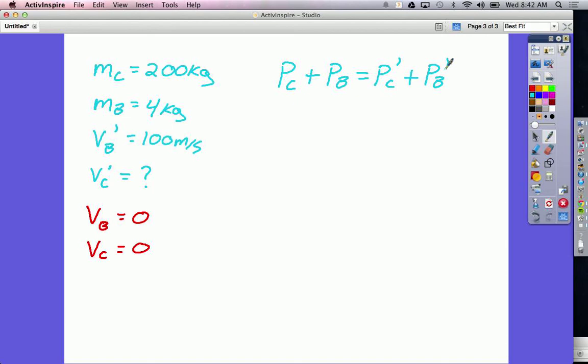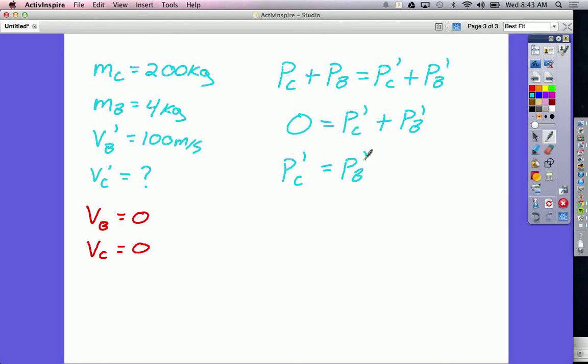So from here, we already established that there's no speed initially, so there's going to be no momentum initially. That's going to go away. So I just have 0 equals the momentum of the cannon prime plus the momentum of the ball prime. That tells me that the momentum of the cannon after the cannon fires has got to be equal to the momentum of the cannonball after the cannon fires.